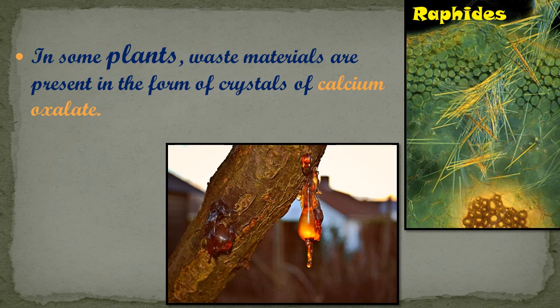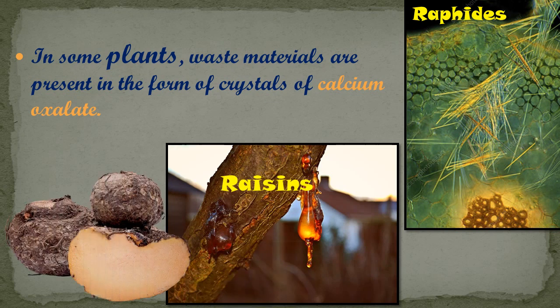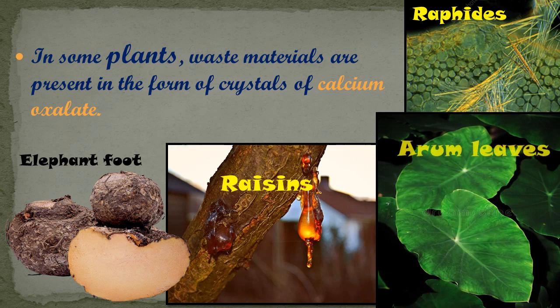Some waste materials of a plant are useful to humans, for example gum, resins and latex of rubber. So you can observe here the resins. These are not harmful, these are useful substances for human beings. And you can observe here the elephant foot, and this is the arum leaf. On touching the arum leaves and elephant foot, our hand may begin to itch if you try to cut those leaves. That means in these leaves and elephant foot, the waste material of the plants is present. That's why they give us irritation on the skin.